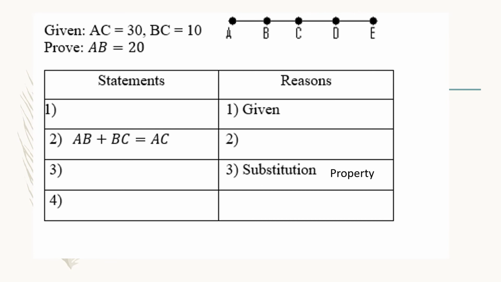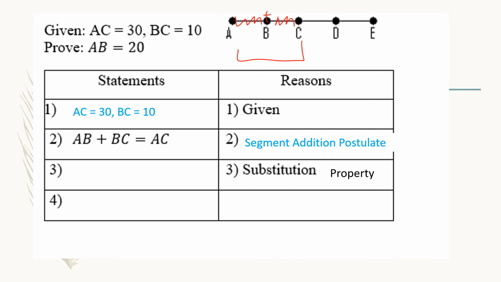The last one then, so we want to write our given down in the statement. So AC equals 30 and BC equals 10. Prove that AB equals 20. So my second statement says AB plus BC equals AC. AB, so we're taking this piece here and adding it to this piece, and it equals the whole thing. So that is the segment addition postulate. We can take a piece plus a piece and equal it to the whole.